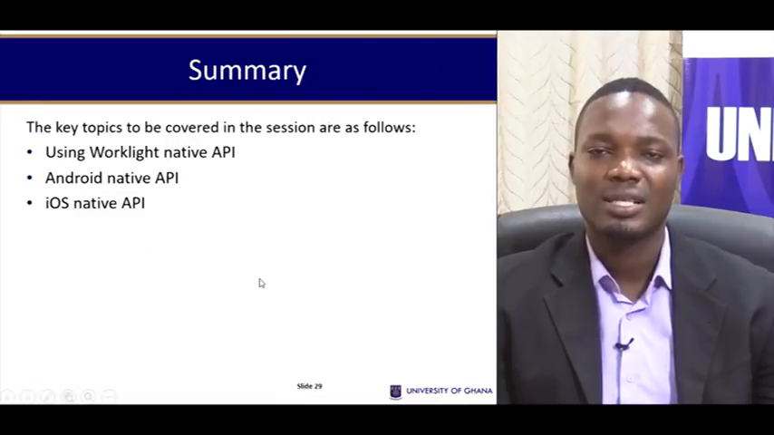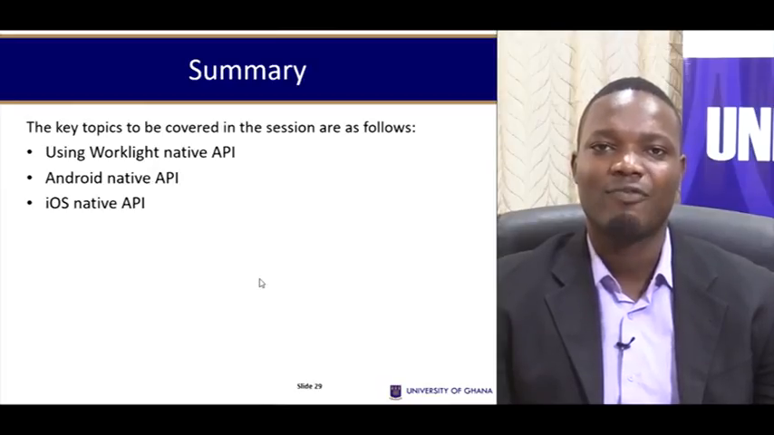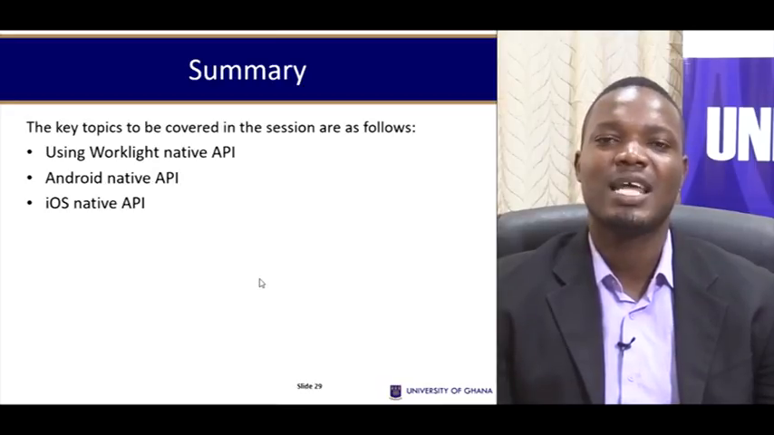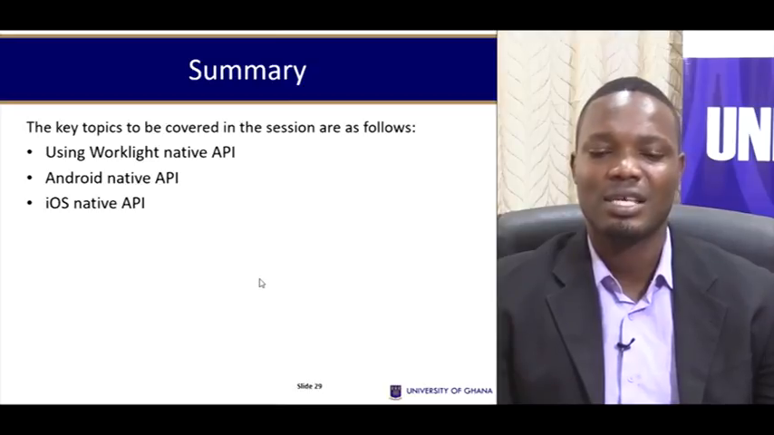This brings us to the end of this session. We've now been able to see how we can use Worklight in a native application. We can build an Android native application or an iOS native application, and then employ the Worklight functionalities to be able to connect to the Worklight server. We said that there are several benefits of doing that, and by doing this, we will be able to have a full-featured application that cuts across several platforms.